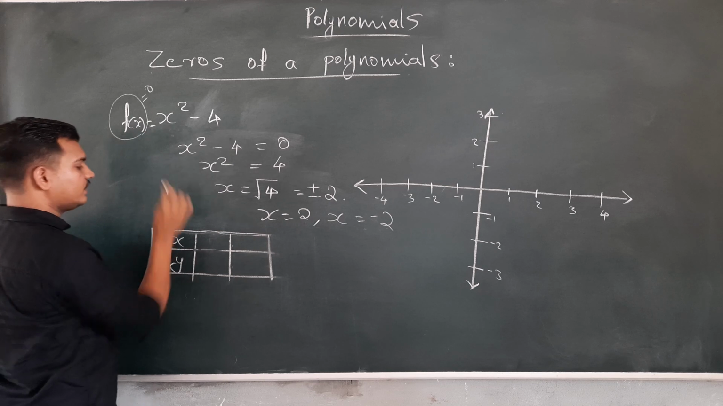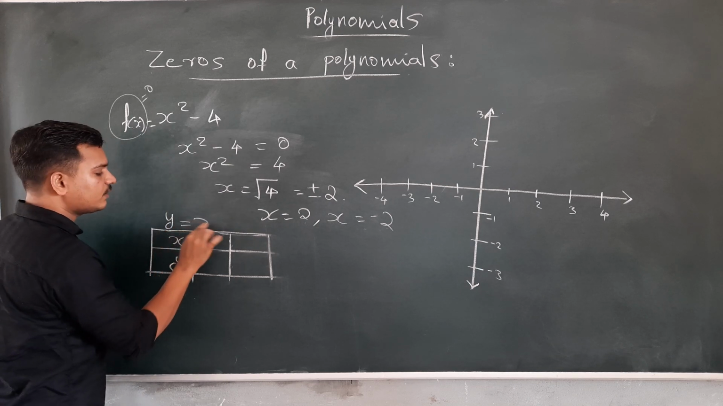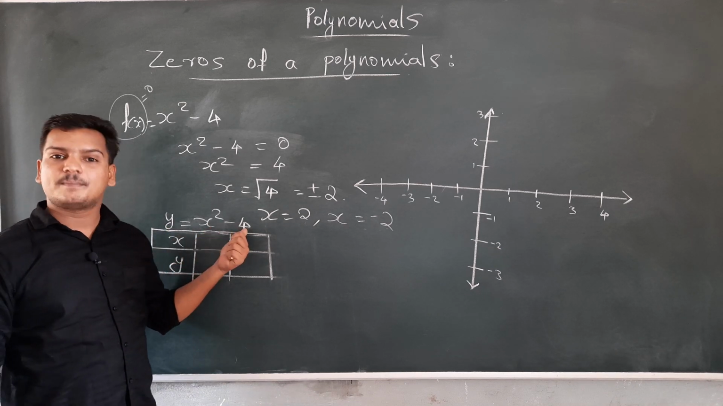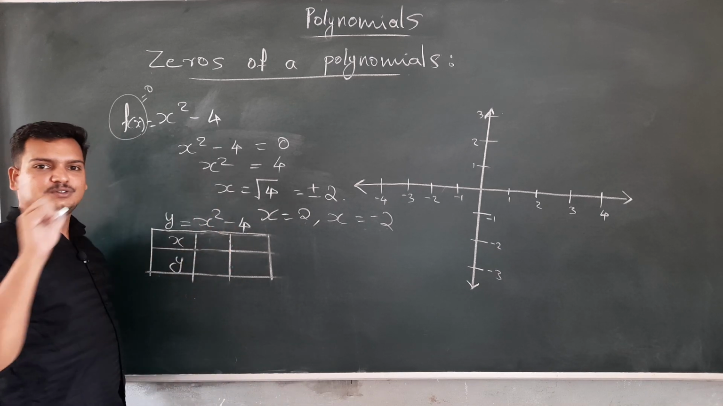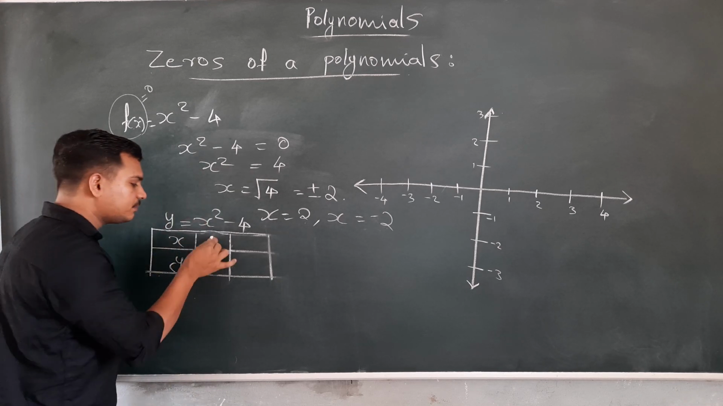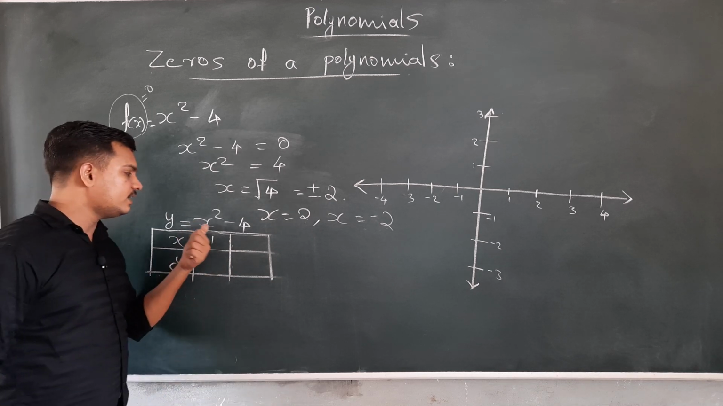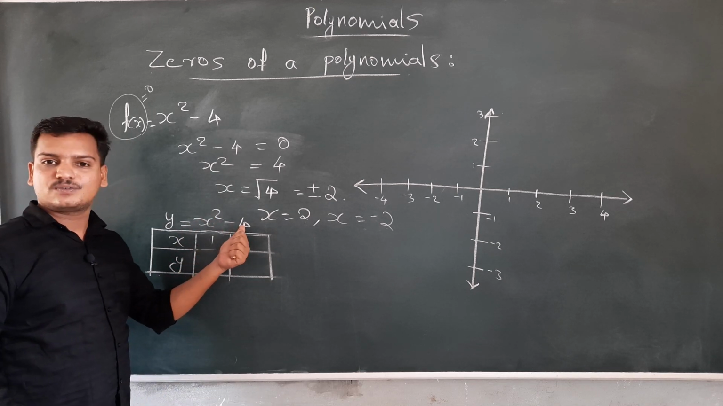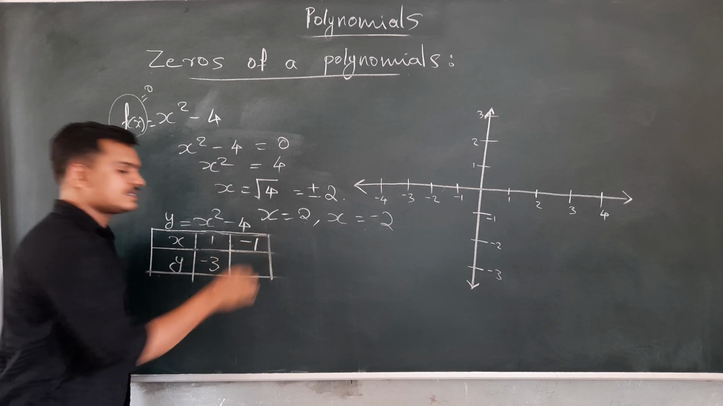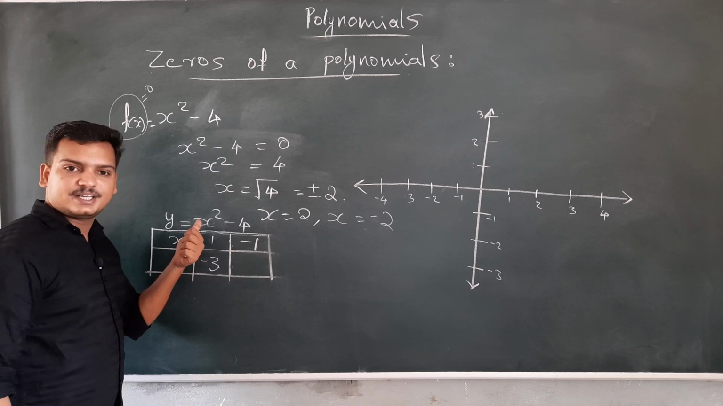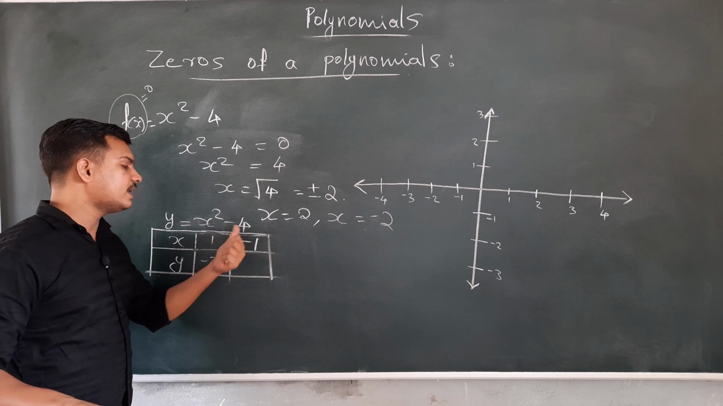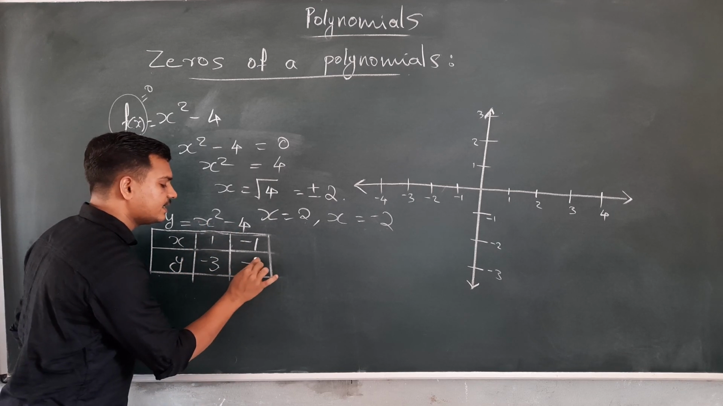So instead of f of x, let me write y is equal to x square minus 4. So this is y is equal to x square minus 4. Now we can move to the graphical representation. Let's put the value of x here. So let me put 1. If I put 1 square, 1 minus 4, that is minus 3. Now let me consider minus 1. If I put minus 1 square, x value is minus 1, minus 1 square is 1, 1 minus 4, that is again minus 3.